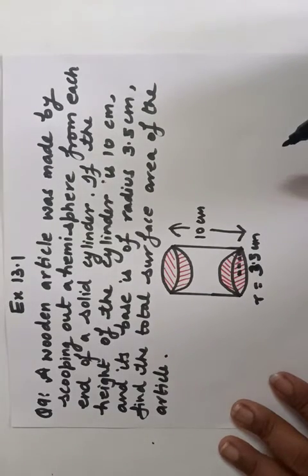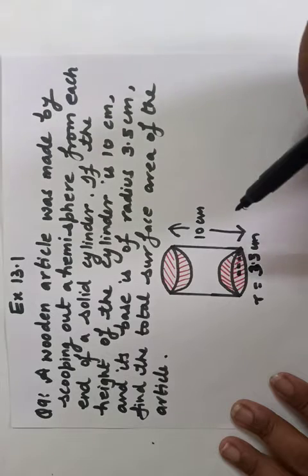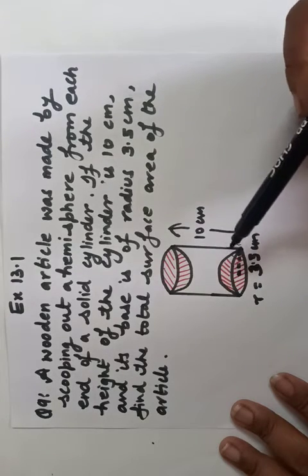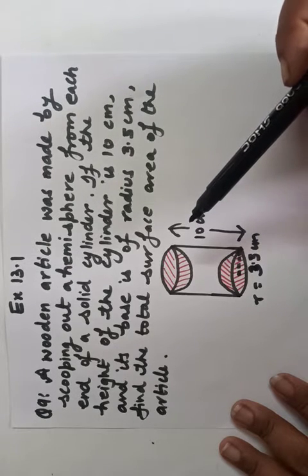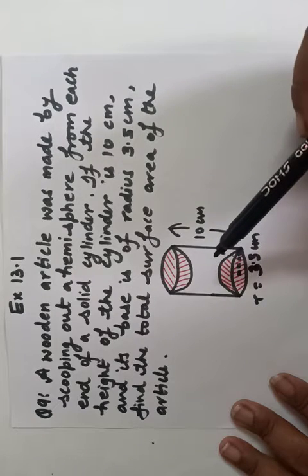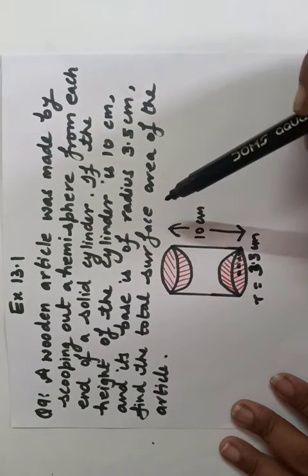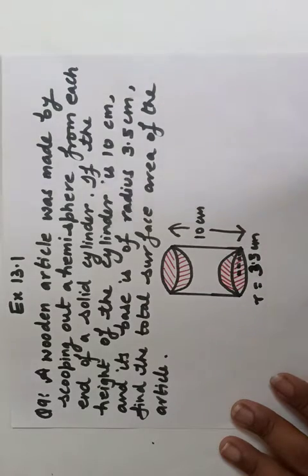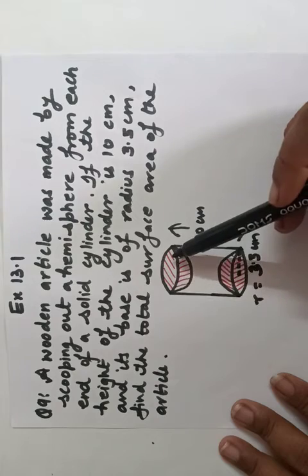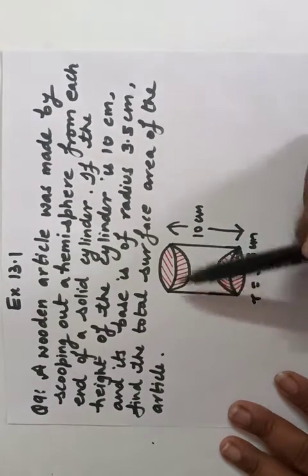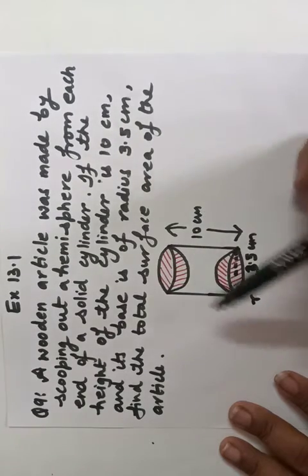Again, this is the combination of solids, but the two solids are of the same shape, that is, the hemisphere. So let me explain the question again for you. This is an important question from the board point of view. The cylinder is given to us, and it is a solid cylinder, which means it is not hollow. Suppose it is made of iron or wood or anything, but it is solid. The two hemispheres are scooped out from the above and the below base. Now we have to find out the total surface area for this given article.